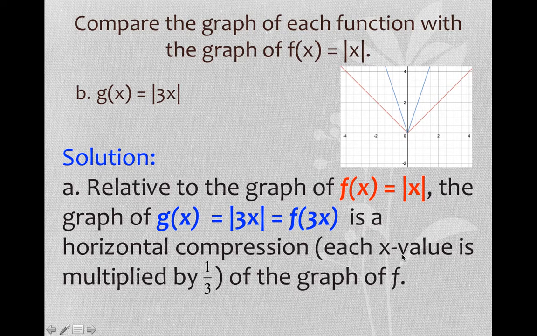So every x value, here's (1, 1). The 1, which is the x, is going to be multiplied by 1/3. So now it's going to be (1/3, 1).